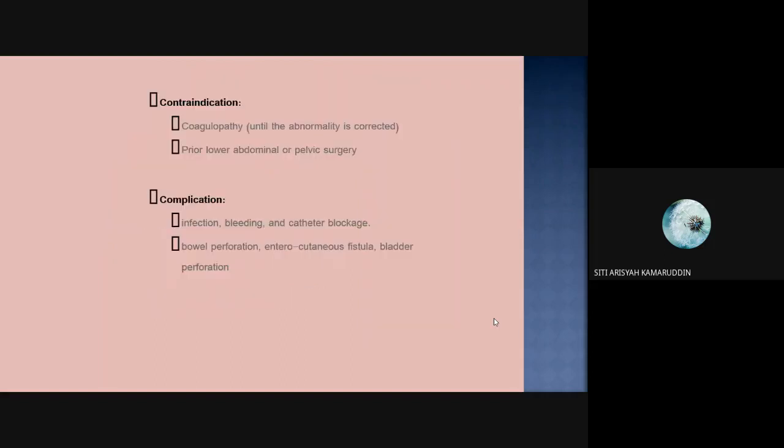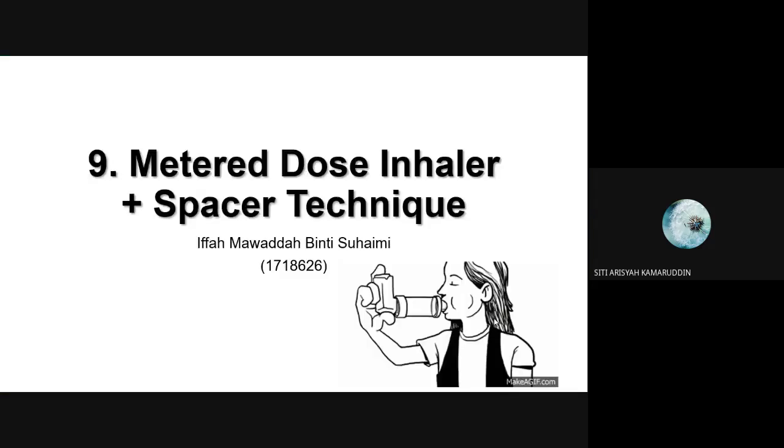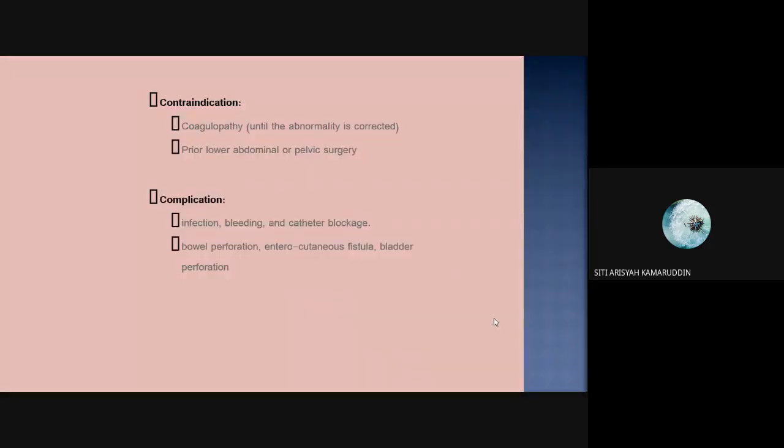So these are contraindications for suprapubic catheter: coagulopathy, and if the patient has history of lower abdominal or pelvic surgery. And among the complications of suprapubic catheter are infection, bleeding, catheter blockage. It also can cause bowel perforation and also bladder perforation. That's all from me.